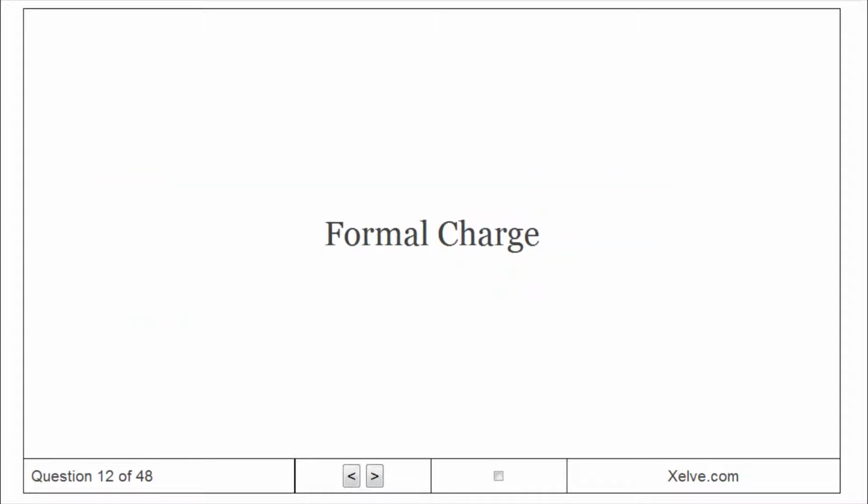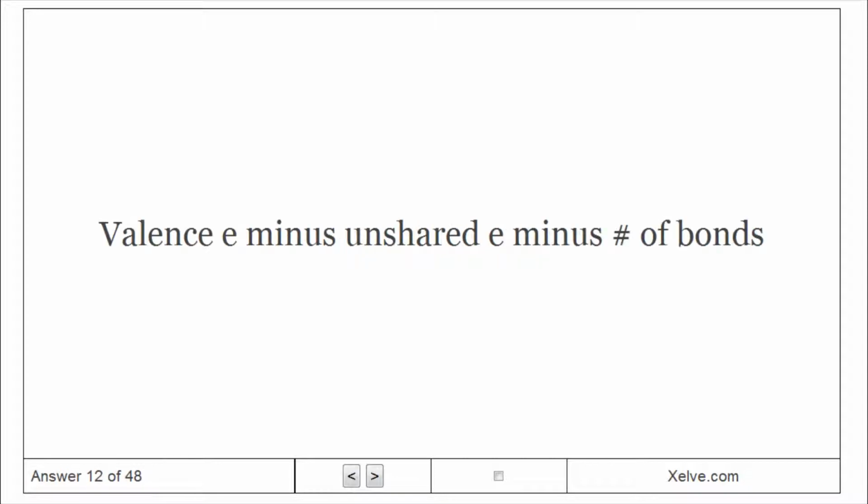Formal charge. Valence E minus unshared E minus number of bonds.